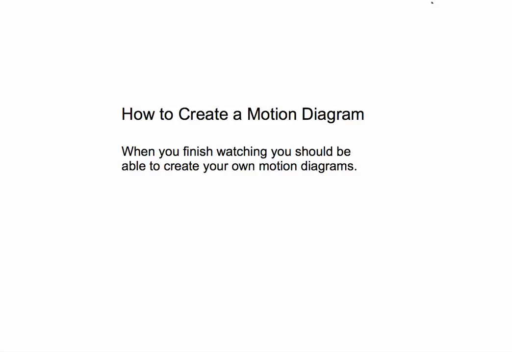In this video, we're going to look at how to create a motion diagram. When you finish this video, you should be able to create your own motion diagrams. Now, a motion diagram is one way to represent motion. Another way to represent motion would be various kinds of graphs. But a representation is some kind of picture of what's going on. And so a motion diagram is a picture or a way to represent a particular motion.